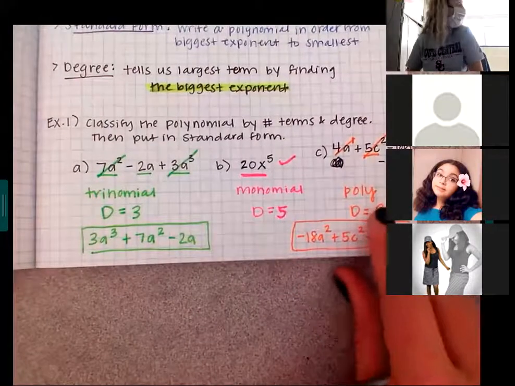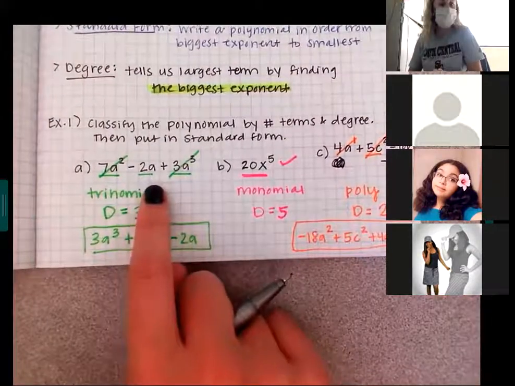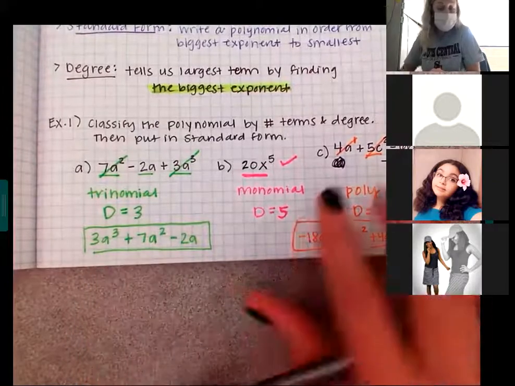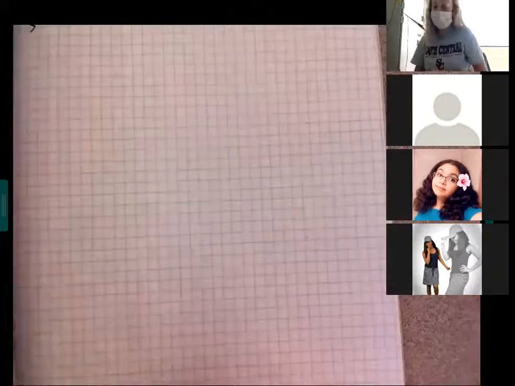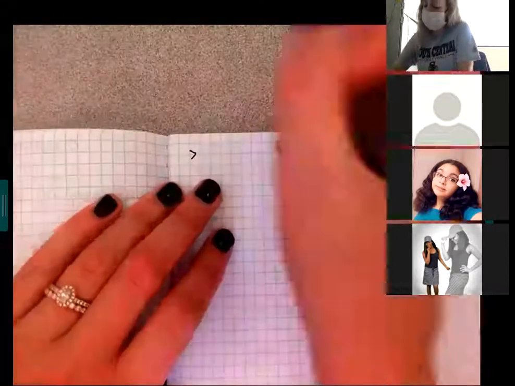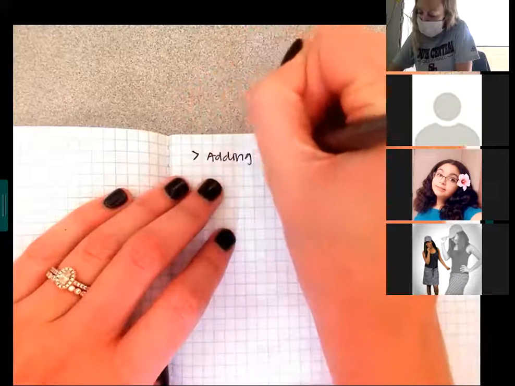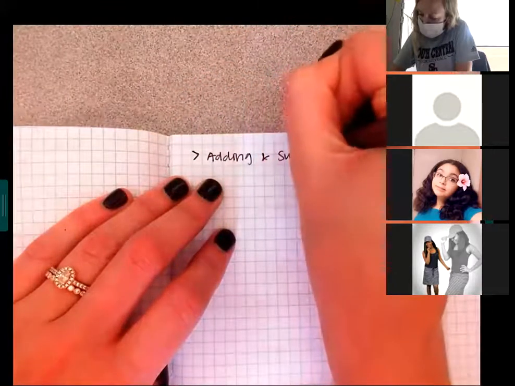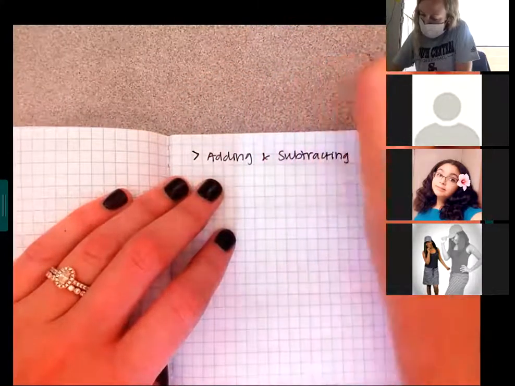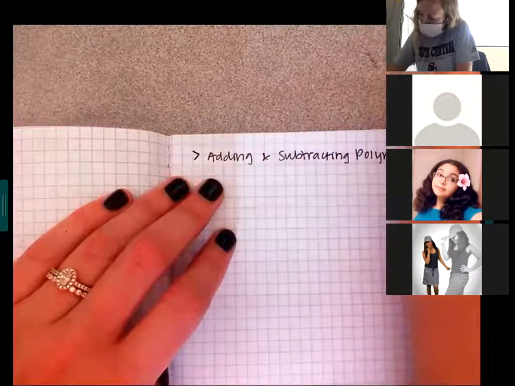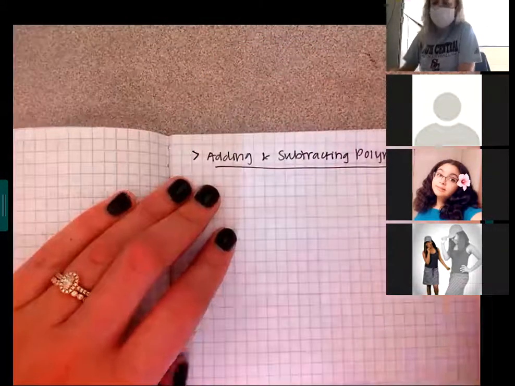But it doesn't ask you for all those things, I don't think. I think some of them just ask for the name and the degree, and then others just ask you to put it in standard form. So that part won't take you long. This part shouldn't take you long either. Talking about adding and subtracting polynomials. You guys already know how to do this because y'all already told me how to do it in the warm-up. So I'm expecting this to go pretty good.